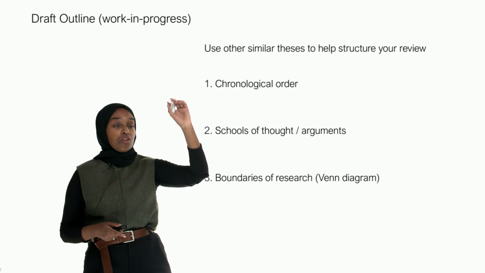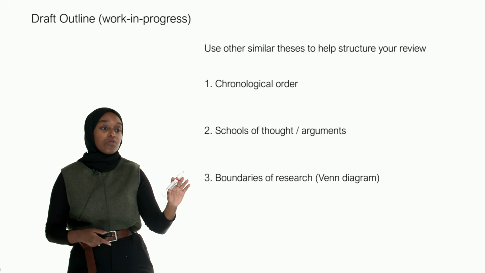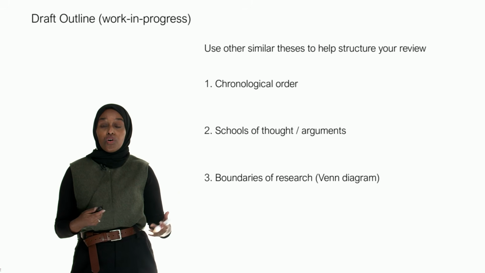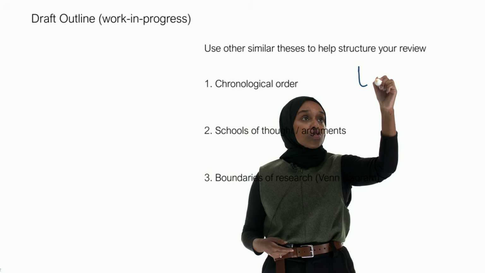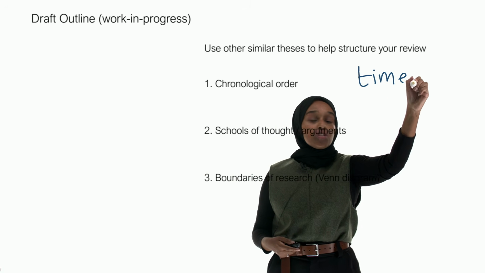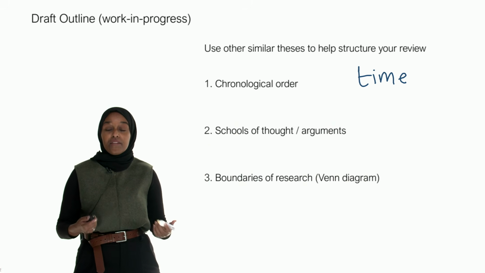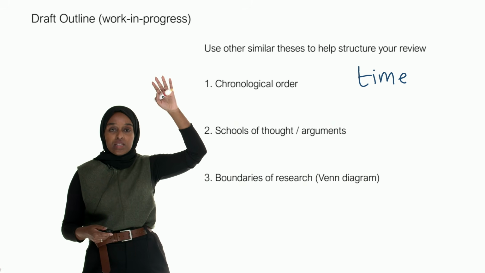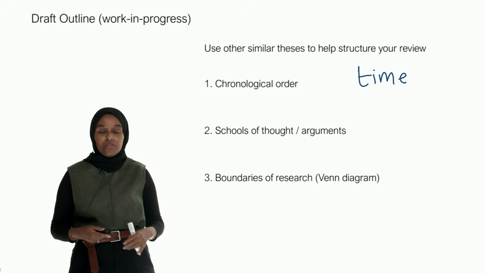The first is a chronological order, the second is schools of thought or arguments, and the third is boundaries of research. So the first one is chronological order, and that simply describes the order of things happening. So this could be, for example, the order of time. So when do things happen? If you're discussing a particular event in history, you might want to go in chronological order from the first thing that happened and how that led to the later events.